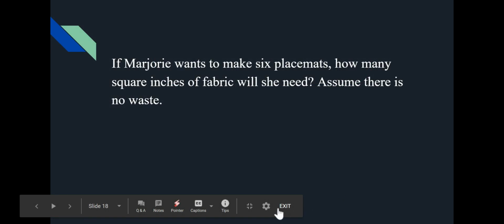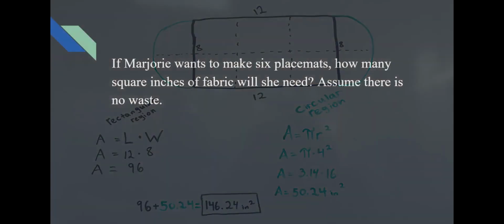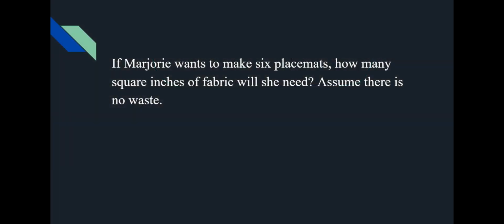Now, if Marjorie wants to make 6 placemats, we already know from the previous slide that this whole placemat is 146.24 inches squared, and I circled it at the bottom. So if one of them equals that, how about 6 placemats? If Marjorie wants to make 6 placemats, how many square inches of fabric will she need, assuming there is no waste? We want to know how much fabric she will need to make the placemats.